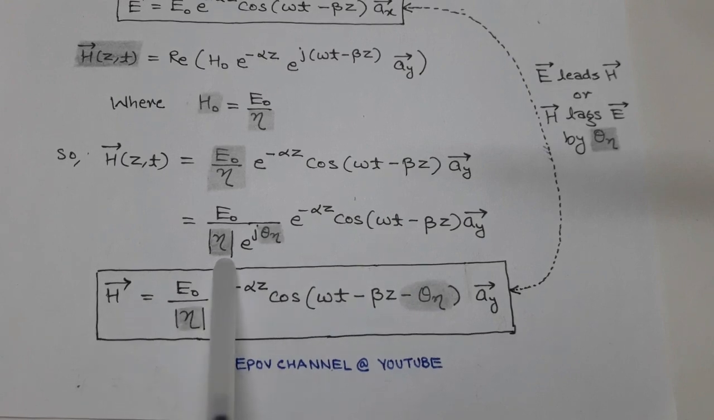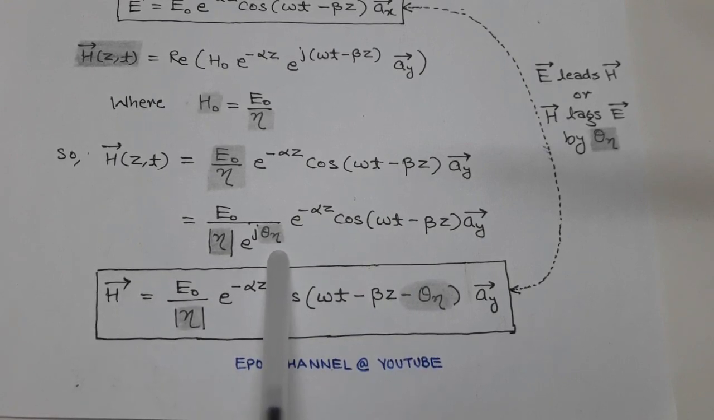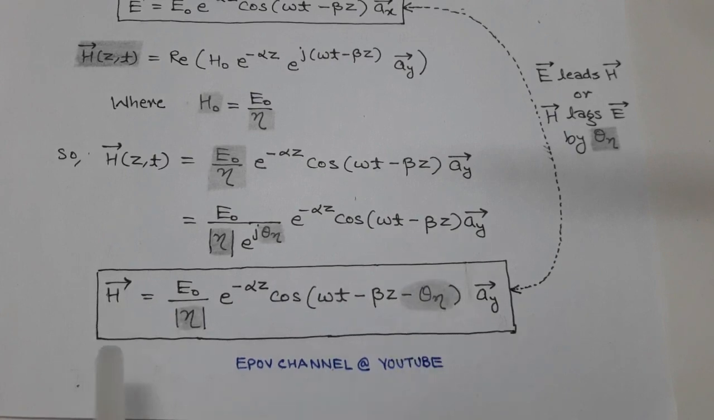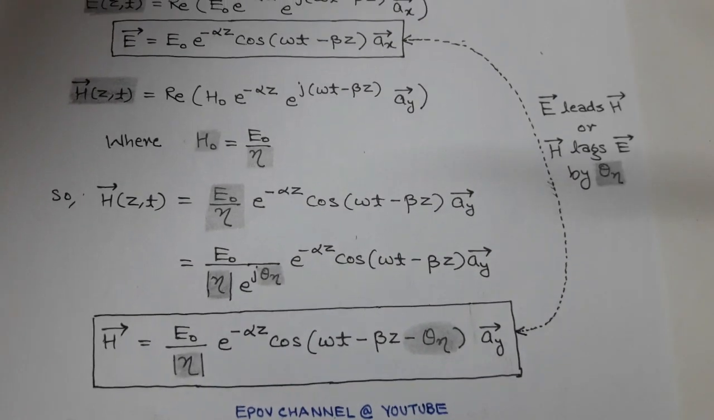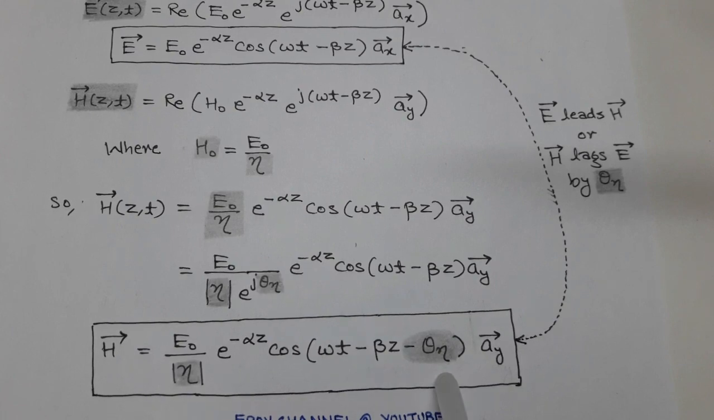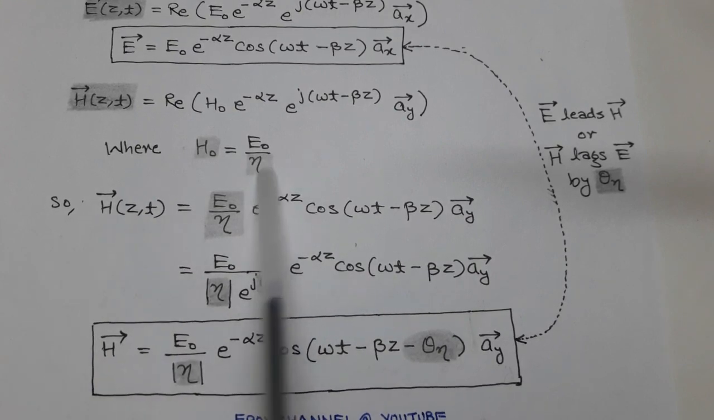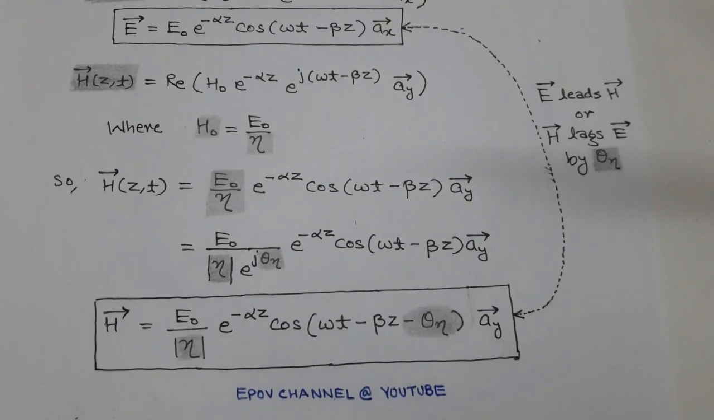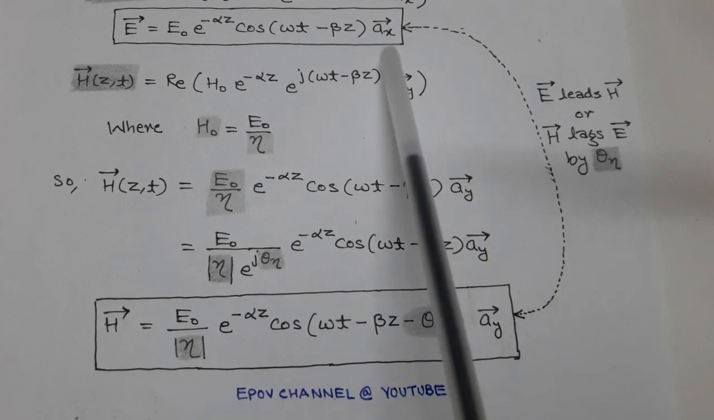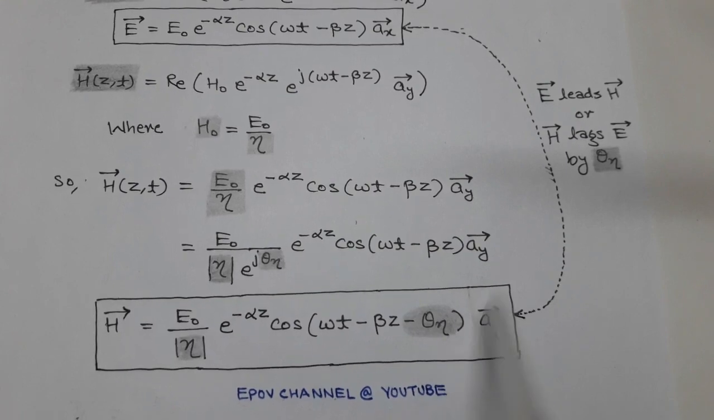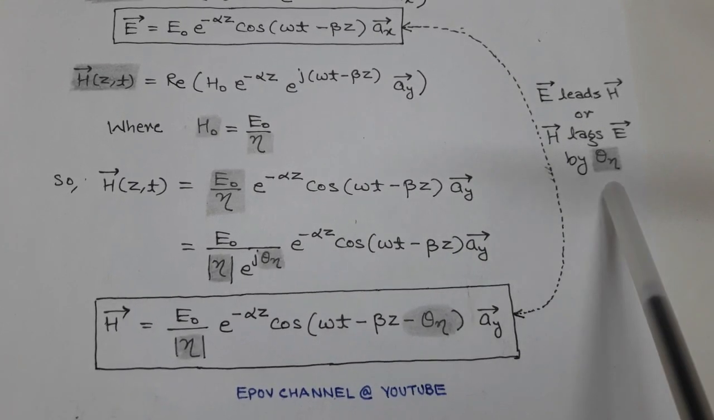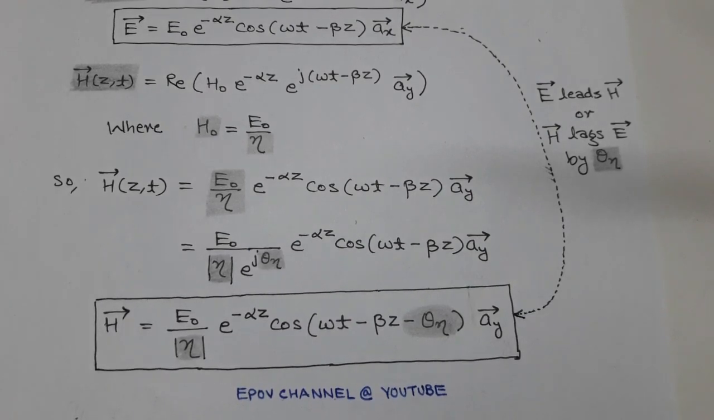It has magnitude and phase. So we write eta equals mod of eta e to power j theta suffix eta. Now here there is an angle, so we take it with the phase, and the equation becomes H vector equals E naught upon mod eta e to power minus alpha z cos within bracket omega t minus beta z minus theta suffix eta unit vector y. Here in case of magnetic field there is a phase, that is theta suffix eta, that is obtained from intrinsic impedance. So from here, after comparing electric field and magnetic field, that are time varying fields, we find that the electric field leads the magnetic field, or the magnetic field lags electric field by phase theta suffix eta.